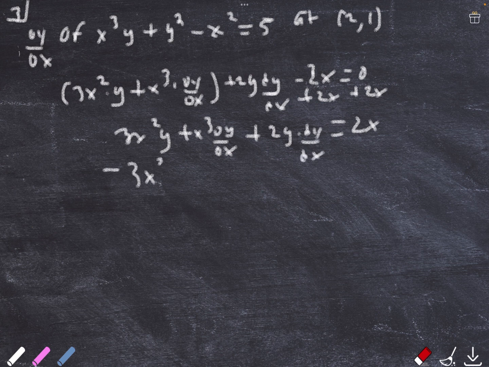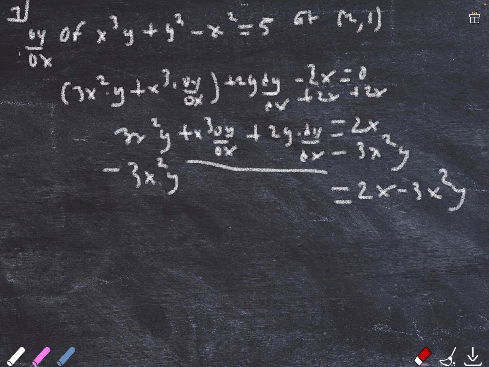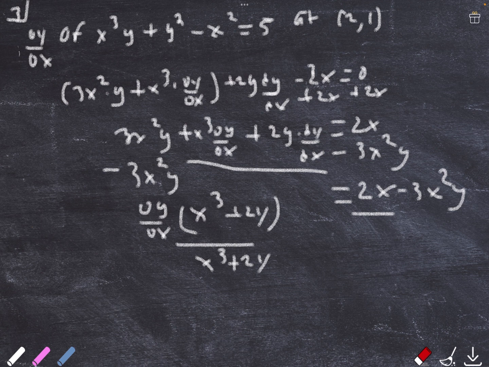So now we're going to move the 3x squared times y to the other side. So then this is going to equal 2x minus 3x squared times y. And now we're going to get the derivative by factoring out the dy/dx. So then it's going to be dy/dx times (x squared plus 2y). Now we divide by what's inside the parentheses, and this is going to be our equation of the derivative.